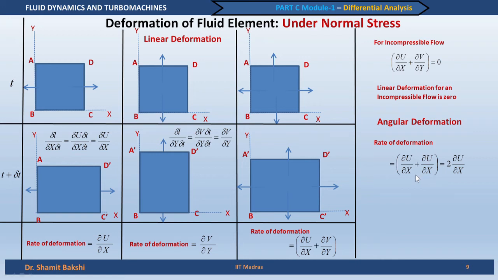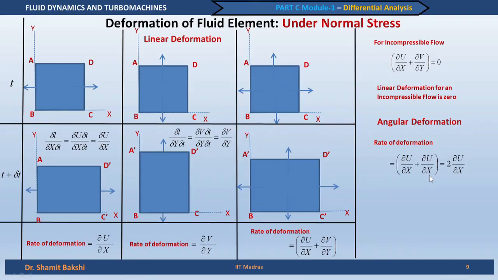When we did the derivation of the shear induced angular deformation, it came out as del u by del y plus del v by del x. Now, we are talking about normal stress, that means only sigma xx is applied here. So, if we replace the y with the x and the v with the u in the expression of the shear induced rate of deformation, we get the expression like this, del u by del x plus del u by del x. So, it is actually 2 del u by del x.